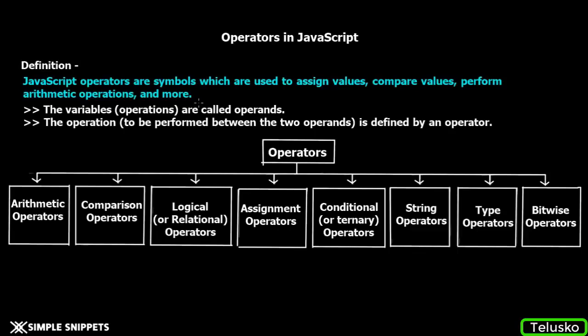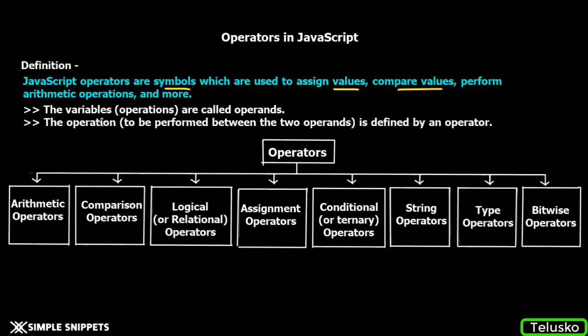Since this is a very beginner level tutorial, we're going to take a little bit of theory and then we'll jump to the practical part, that is, we'll also see a program wherein we'll be using these operators. So starting off, JavaScript operators are symbols which are used to assign values, compare values, perform arithmetic operations and more. So essentially these are symbols, okay? Symbols means plus, minus, less than equal to, greater than equal to and whatnot.